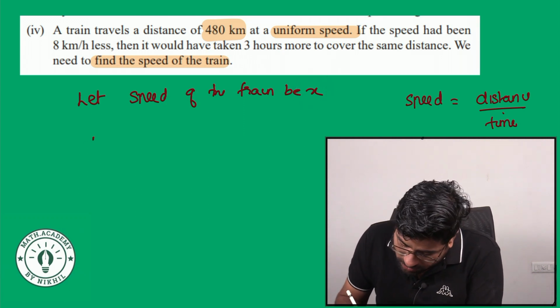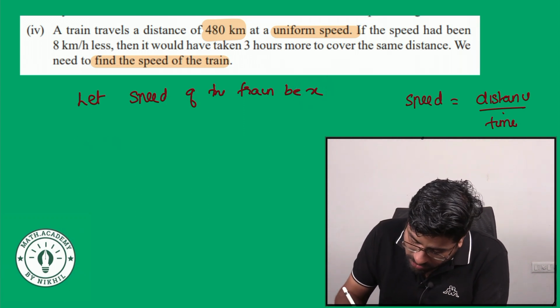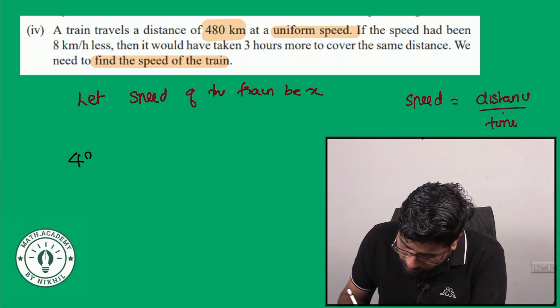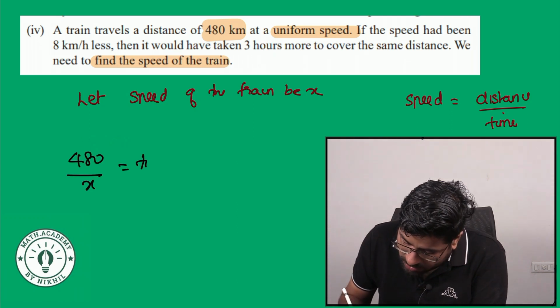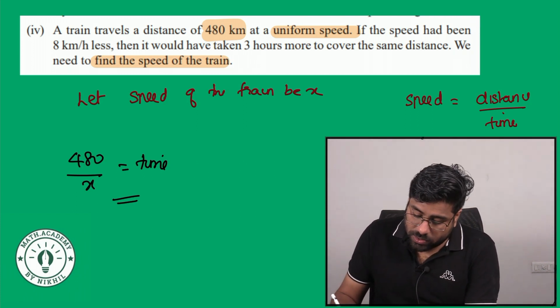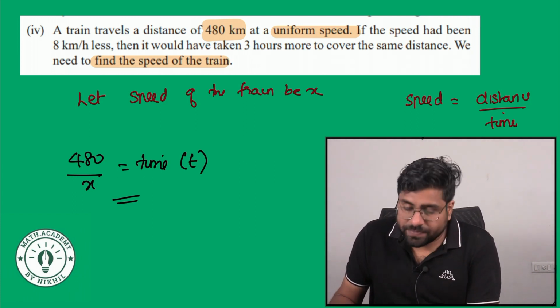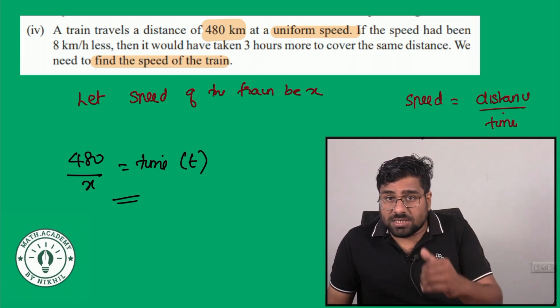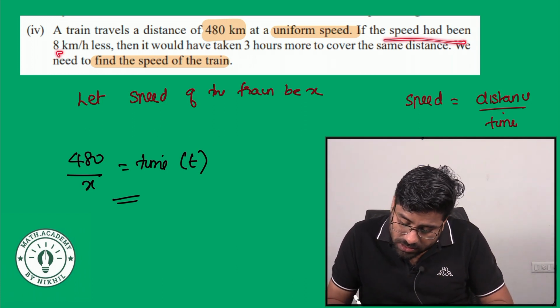So what is going to be the time that it will take? It is going to be 480 divided by x. That is the time that the train will take. So I am calling that time, say, t. Now, let's write the next situation that is given.